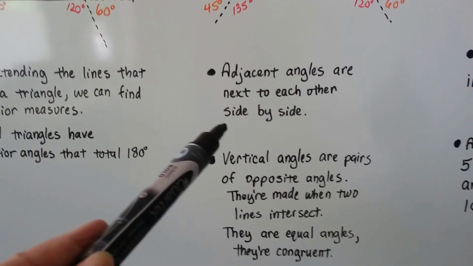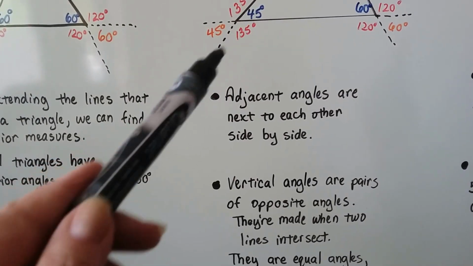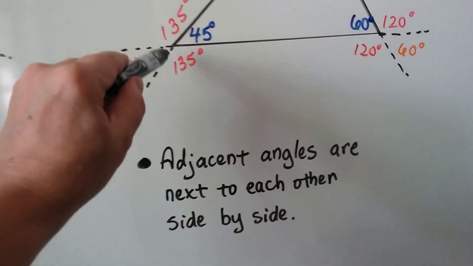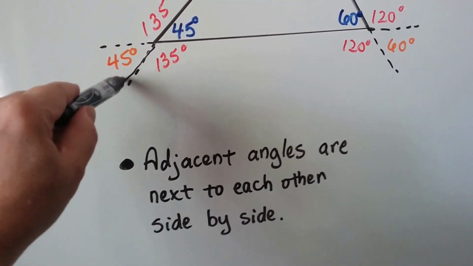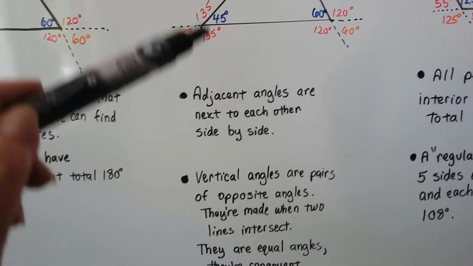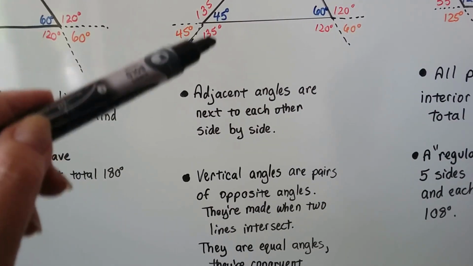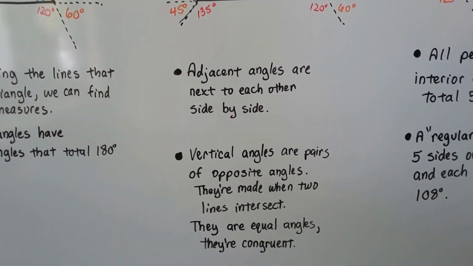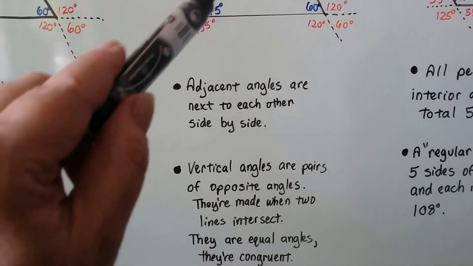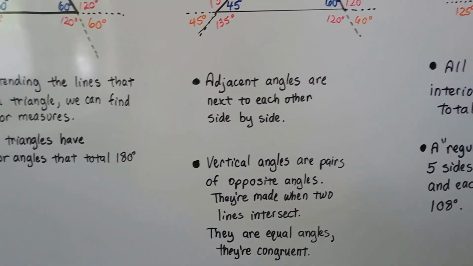And adjacent angles are next to each other. So this 45 and that 135 would make adjacent angles. And actually my line should be a little bit straighter. My line isn't perfect. And vertical angles are opposite of each other. This 135 and this 135, these are vertical angles. And they're made when two lines intersect. See, this line is crossing that line. And they're equal, they're congruent.